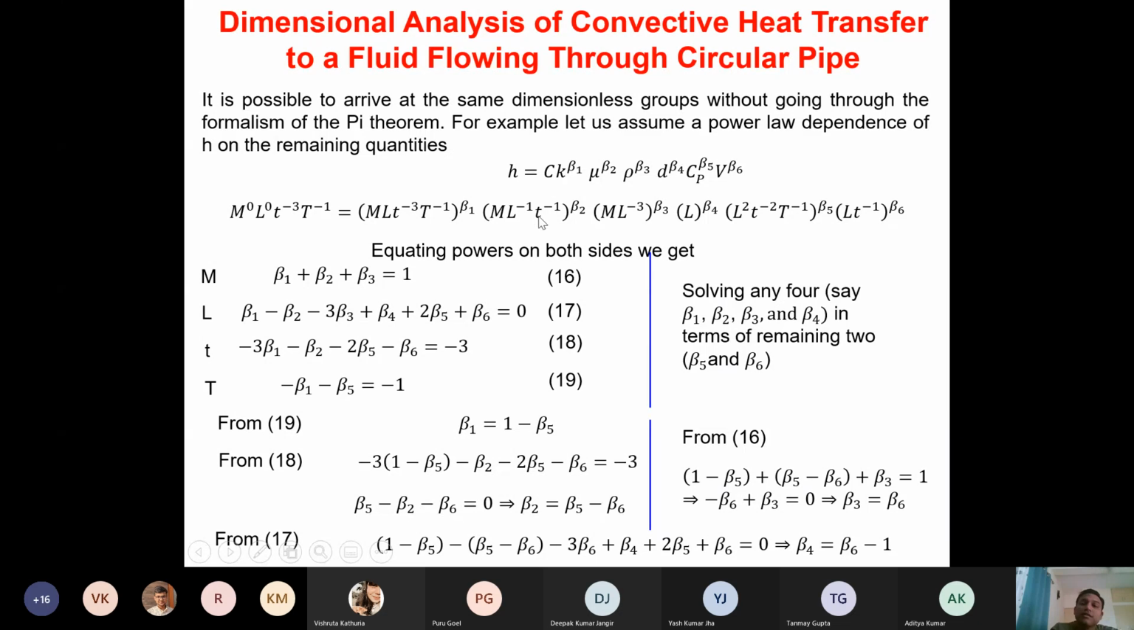Now, again, let us do the same analysis as we have done earlier. So with the same analysis, the dimension of h we know, so we can put it here, and again we can put all the dimensions corresponding to these variables. If we put it and equate the exponents, for mass we get beta 1 plus beta 2, similarly beta 3, and there is no mass present in the remaining quantities, so this becomes beta 1 plus beta 2 plus beta 3, and that equals 1.